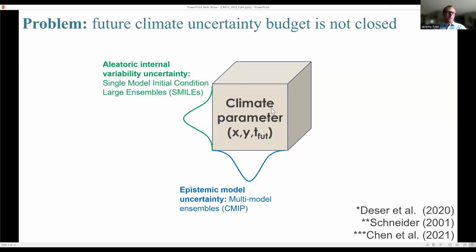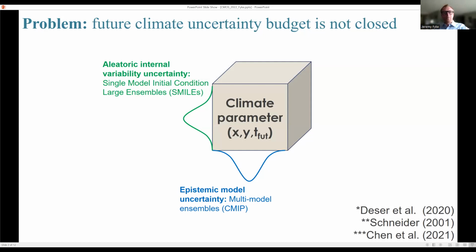So I'll try and frame the problem out as best as I can with this schematic. And the problem in a nutshell to me is that the quantitative uncertainty budget, so to speak, of future climate change is not yet closed. I think that's one way to put it. And we can think about that by looking at this schematic.